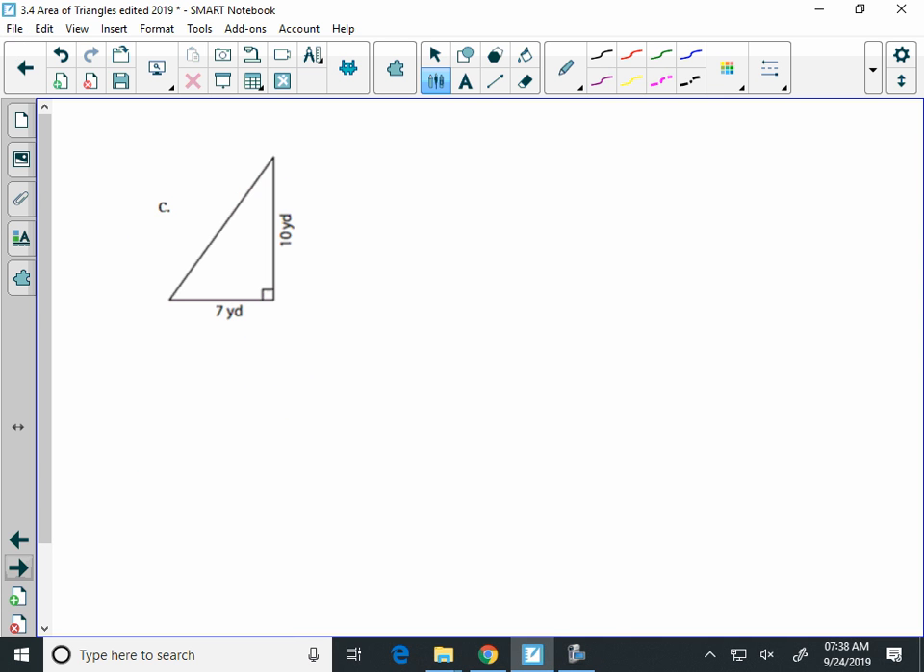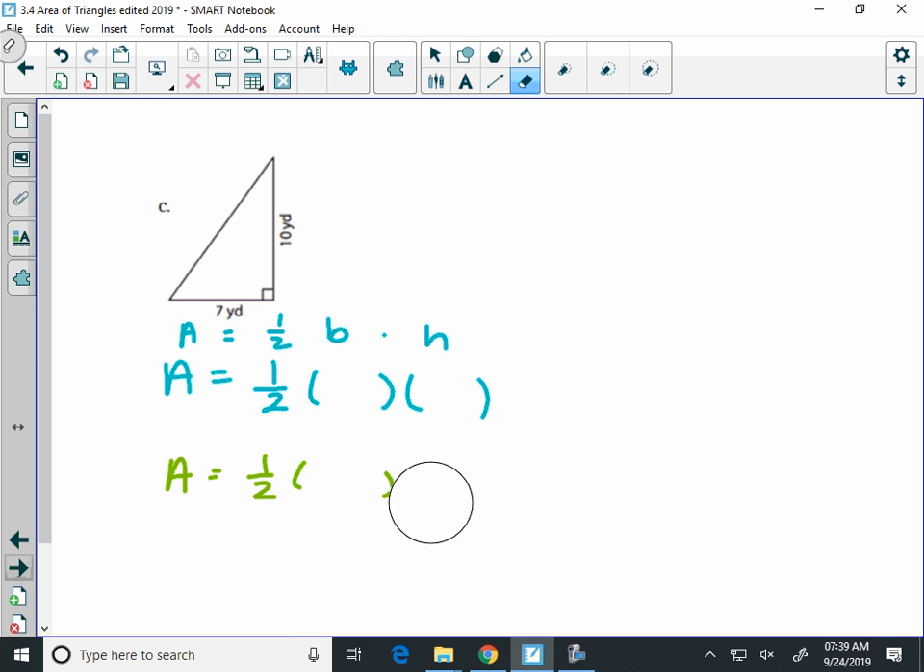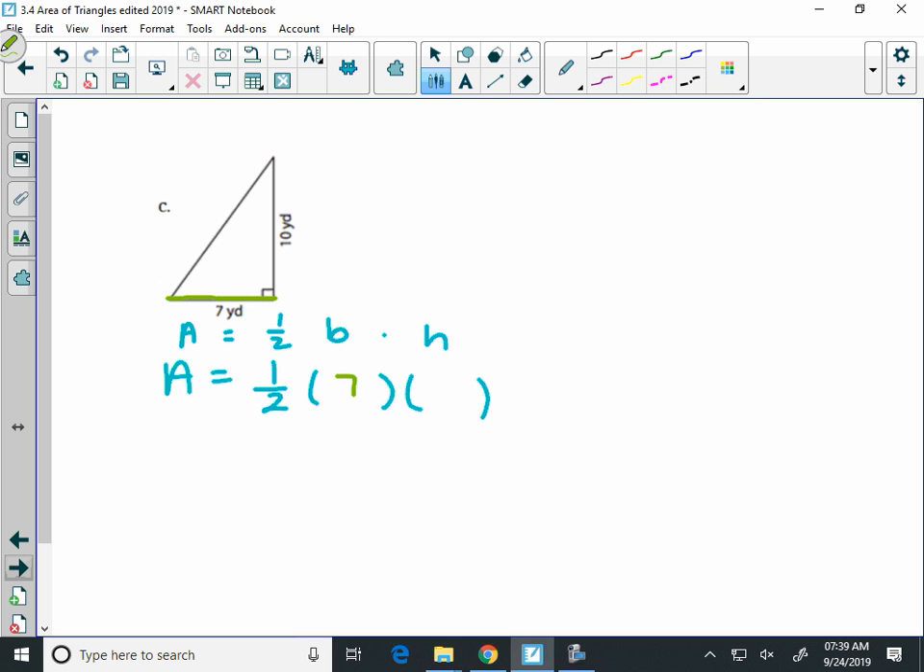If we take a look at this one, what type of triangle do we have here? Oh, right triangle. So we know our height and our base are going to be the legs of this right triangle. So, formula: 1/2 base times our height. What is the base of this triangle? Good, it's 7. Here's our flat part. What is the height of our triangle? What's the other leg?